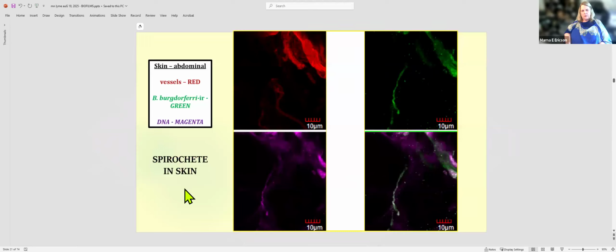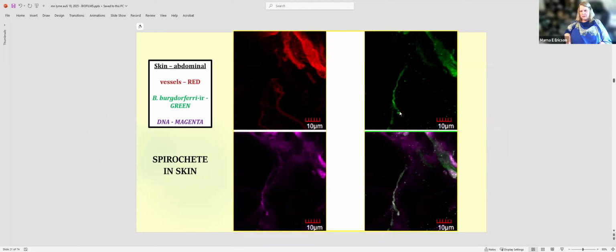I said I would talk mostly about Bartonella, but I will talk about Borrelia as well. This is Borrelia burgdorferi. This was a surprise. This was a skin biopsy from a woman's abdomen, and we stained it so we could look at the blood vessels. That's here. We could look at green, which is the Borrelia, the Lyme disease. You can see that here. And the purple is the DNA.